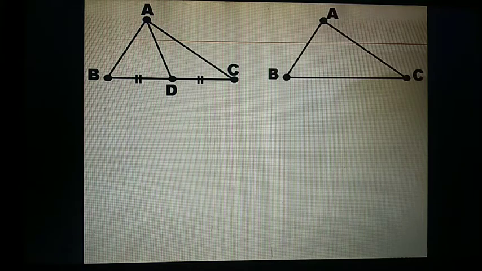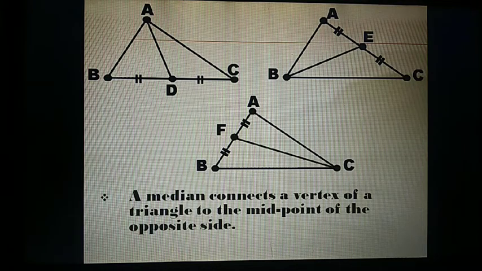Similarly, if you want to draw a median from B, the opposite of B is AC. We will find the midpoint of AC. Let it be E. Join BE. Here BE is the median. Similarly, go for C. Side opposite is AB. Midpoint, let it be F. As it's a midpoint, AF is equal to BF. Join CF. Here CF is the median.